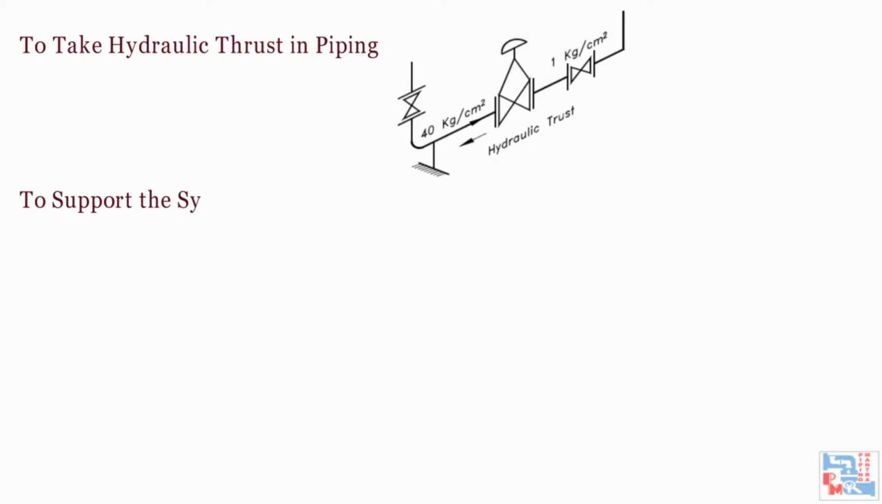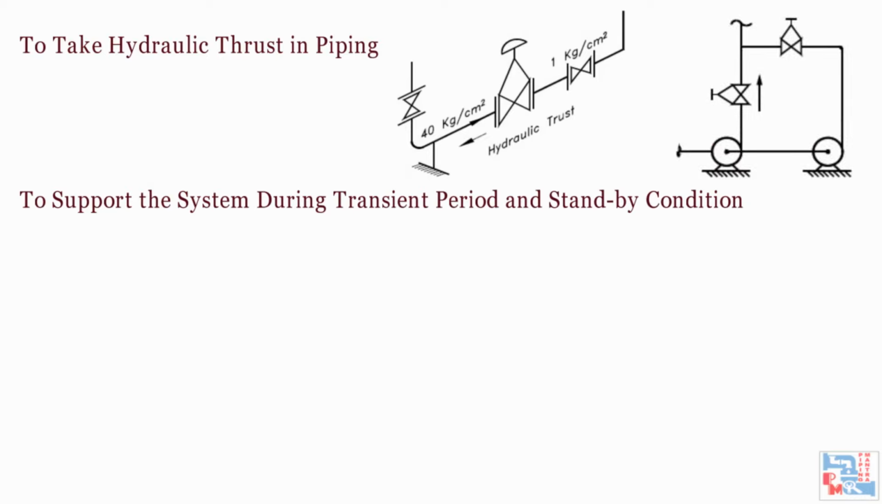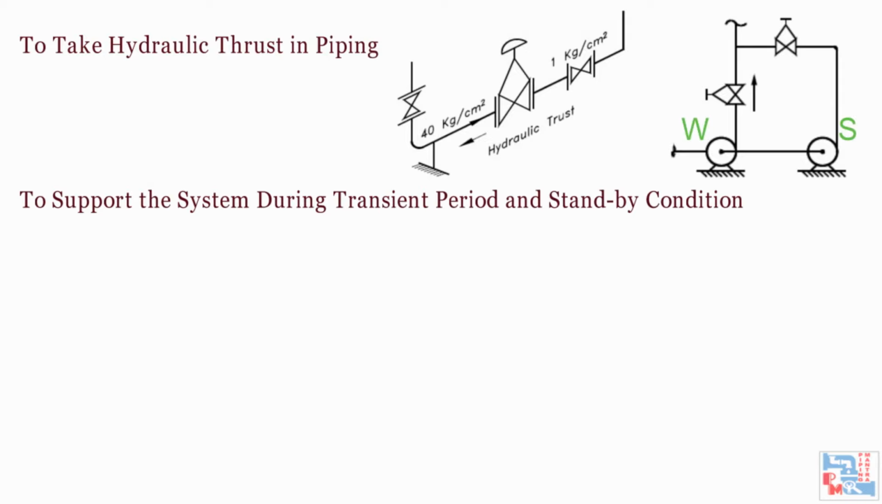Next purpose is to support the system during transient period of plant and standby condition. Transient condition refers to the startup or shutdown condition in which one equipment may get heated up faster and other one gets heated slower. Next is to support the system during maintenance conditions.